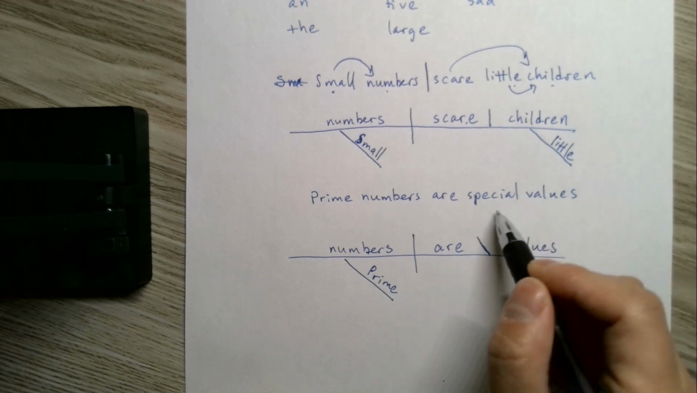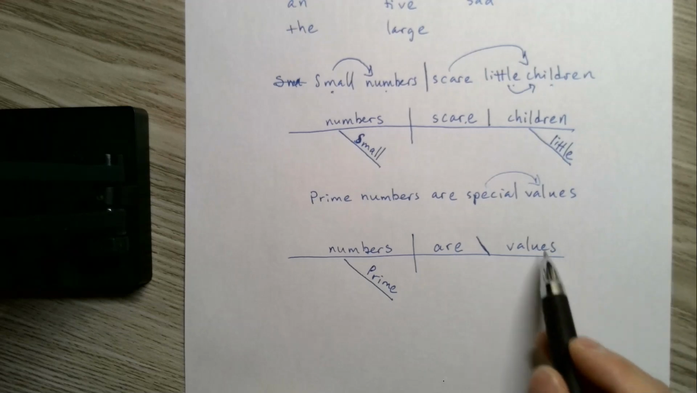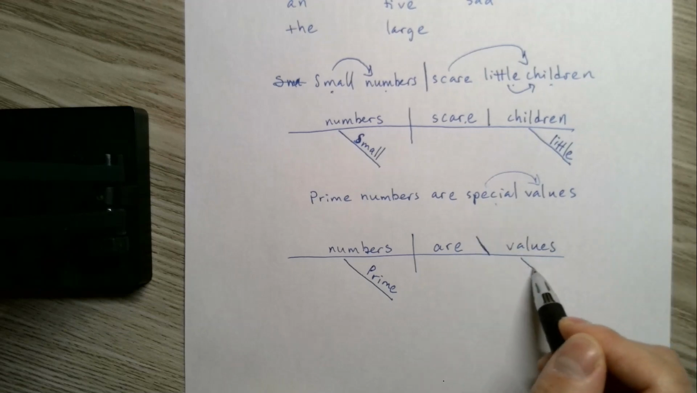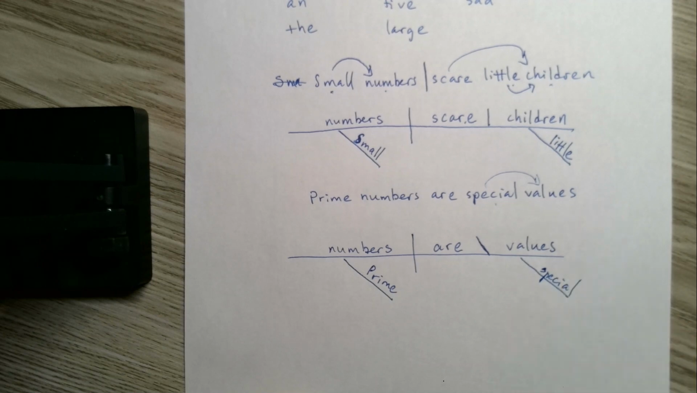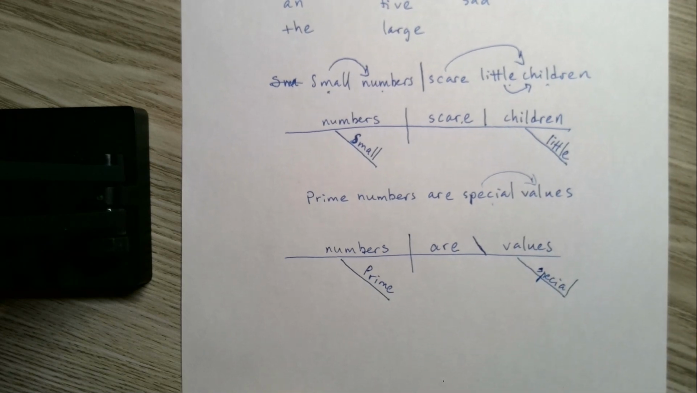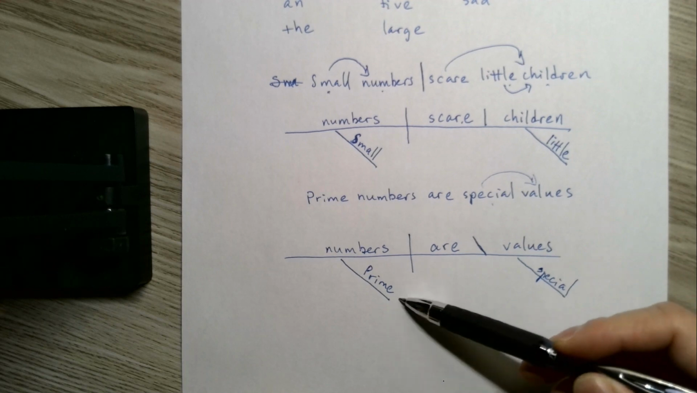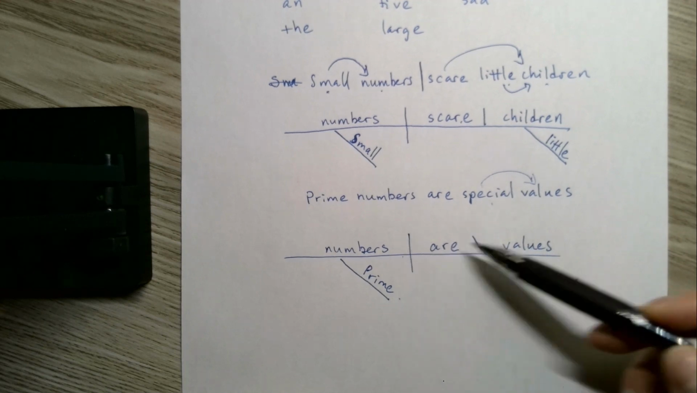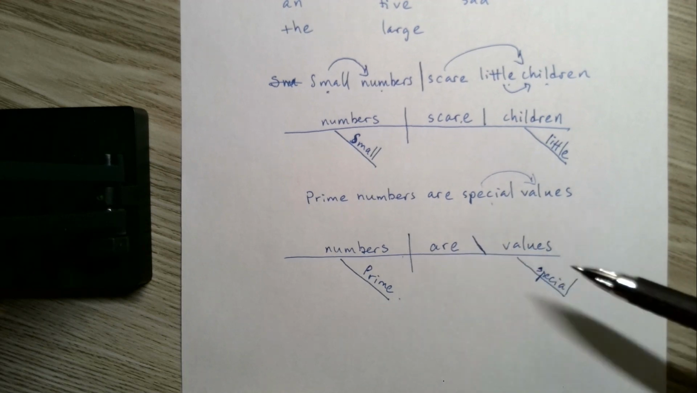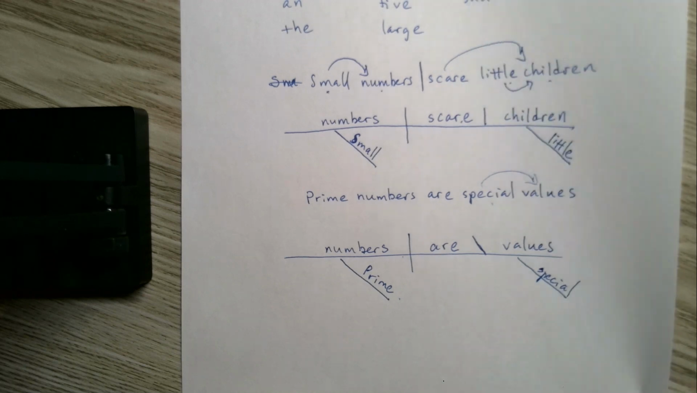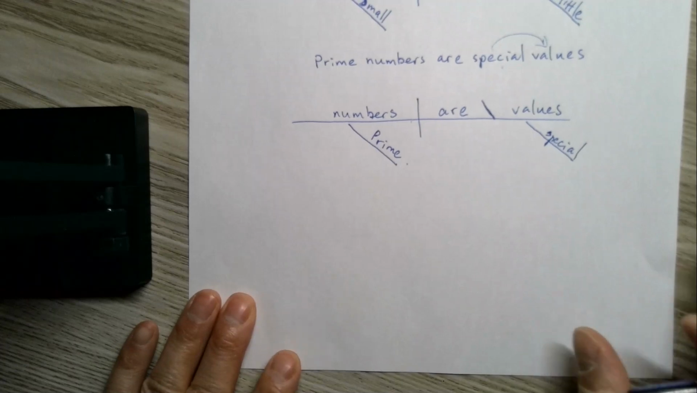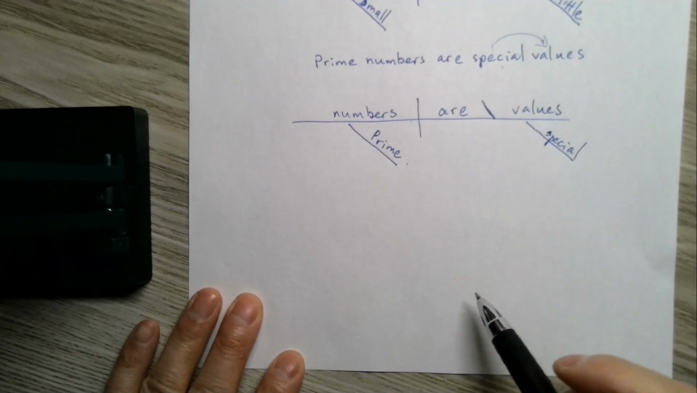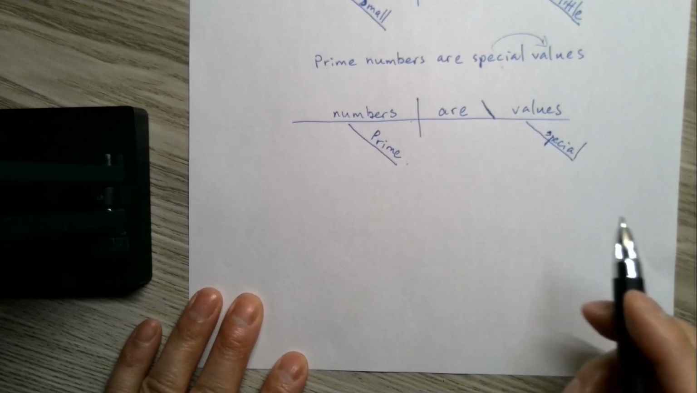But in the sentence, there's also a word that's describing the values, special. So special goes on the diagonal line under values. And there you have the whole second sentence. Prime numbers are special values. And we're going to wrap it up with a sentence that's slightly longer. It's got 7 words in it.